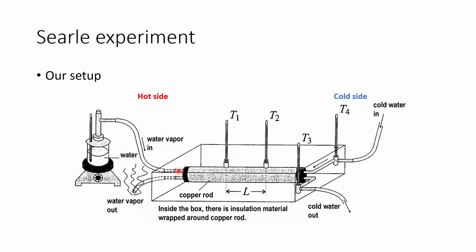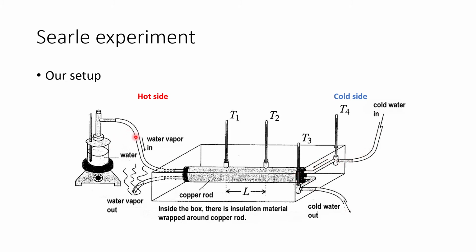The copper rod acts as our thermal conductor. As it heats up, it is going to cool down, so the water vapor comes out here. The heat transfer is given by this side and then flows out. On the other side, the cold water comes in here, and then it comes out a little bit hotter here. So this acts like a cooling agent.